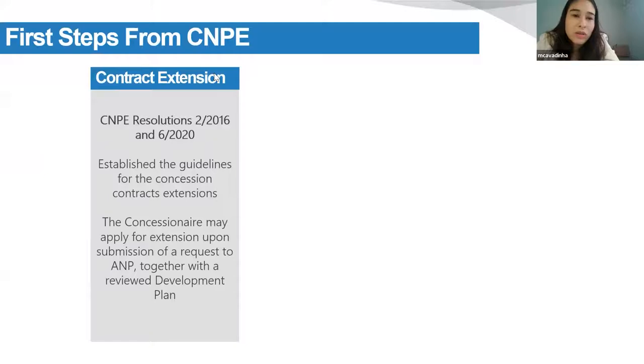And now I'm going to show some government policies about these mature fields. For example, CNPE, which is the National Energy Policy Council, established some guidelines. For example, we can extend the contracts. Basically, the contracts have a duration of 27 years. By the end of those years, the concessionaire can send ANP a new development plan and submit an extension request. We have already approved more than 50 extensions. So we are now receiving more development plans and approving the extensions of those contracts based on new projects and new investments.